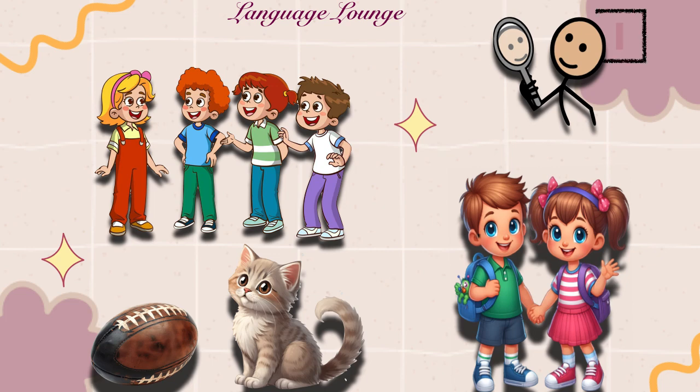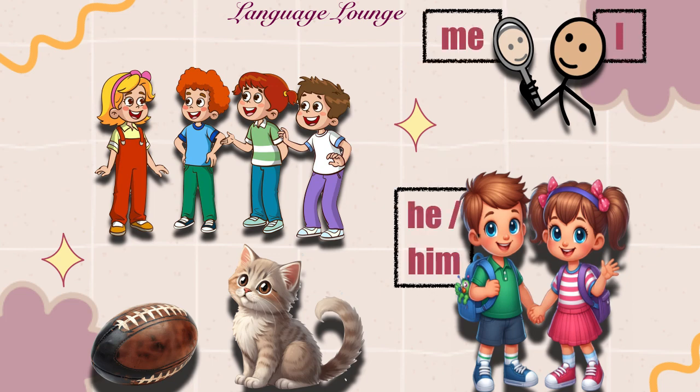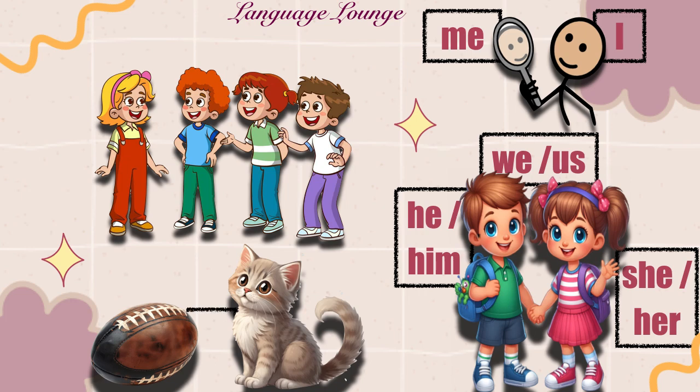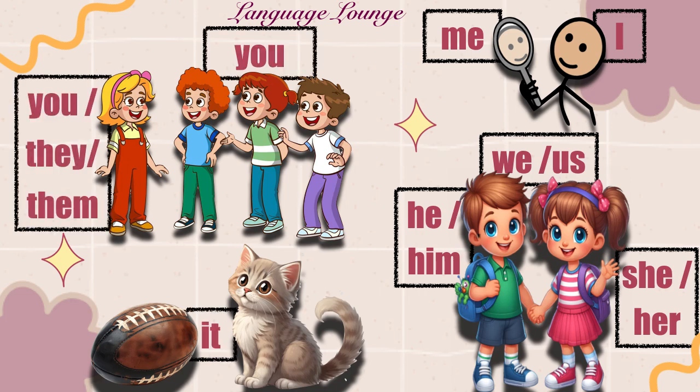Now, take a look at this list. I, me, he, him, she, her, we, us, it, you, they, them. Do you notice a pattern? Can you crack the code and predict the type of pronouns we are about to explore? Let's unravel the mystery together.